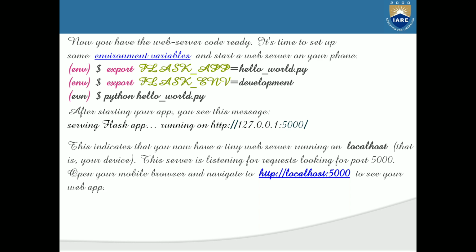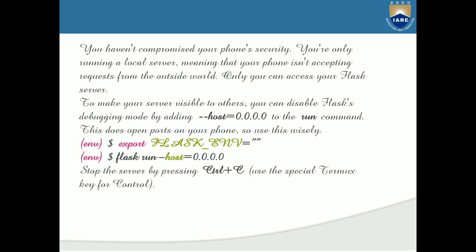Open your mobile browser and navigate to see your web app. You haven't compromised your phone security. You are only running a local server, meaning your phone isn't accepting requests from the outside world. Only you can access your Flask server. To make your server visible to others, you can disable Flask debugging mode by adding host equals 0.0.0.0 to the run command. This does open ports on your phone, so use this wisely.